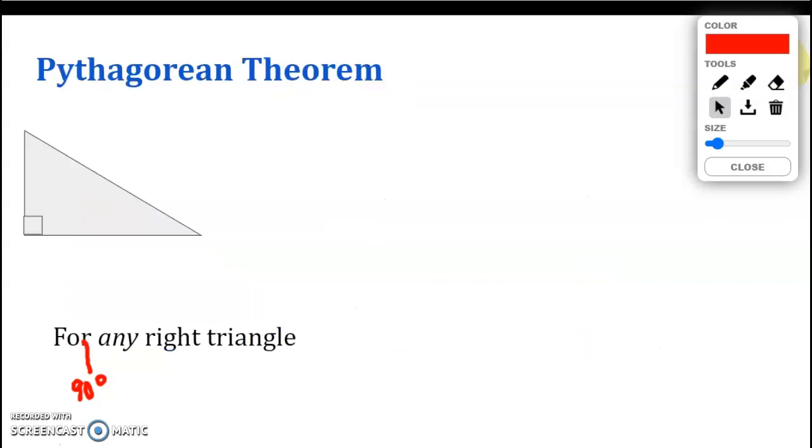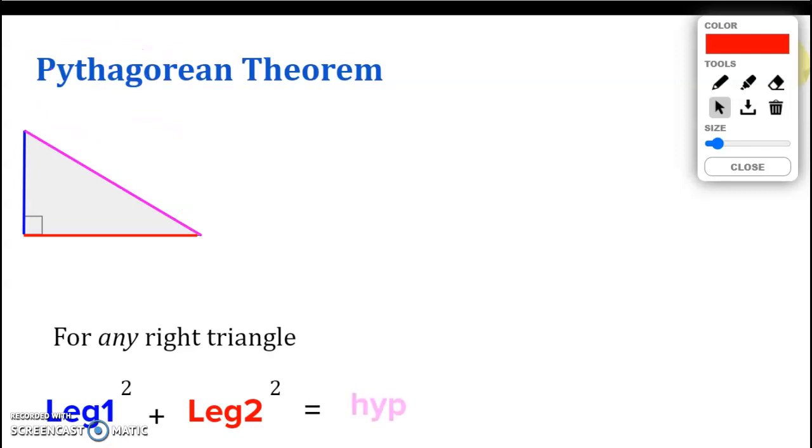Alright, so then the Pythagorean theorem. What is the Pythagorean theorem? It says for any right triangle, it only applies to a right triangle. If it is not a right triangle, you cannot use the Pythagorean theorem. One leg squared plus the other leg squared, the second leg. If you square those and add the two together, then you are going to get the hypotenuse squared. That's what the Pythagorean theorem says.